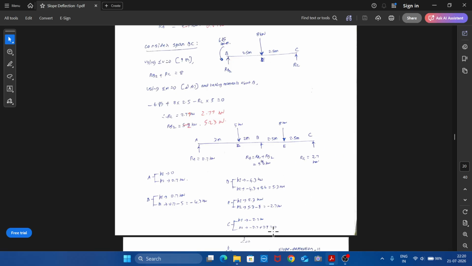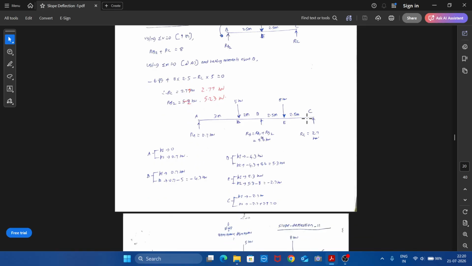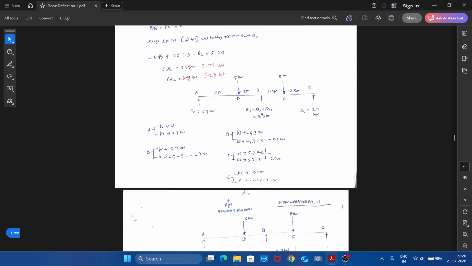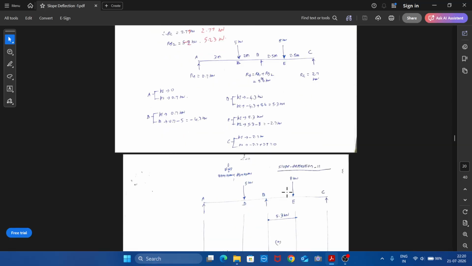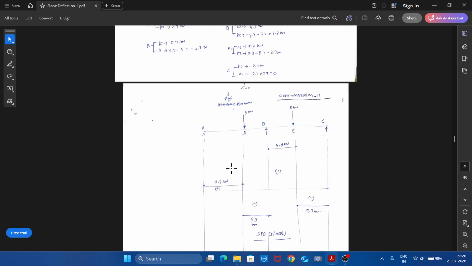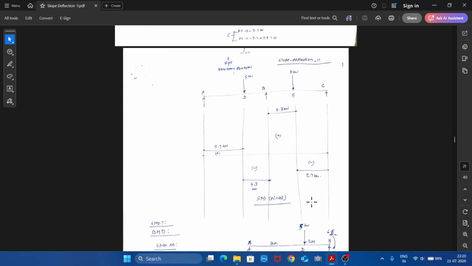So you should always get 0 at this end. If you proceed from the left hand, you should end up with 0 at the right hand. Now if you proceed from the right hand, you should get 0 at the left hand. So at any point, say A, D, B, E, C, we have two values. Just plot the two values, you will get the shear force diagram. So 0.7 here, minus 4.3 here, plus 5.3 here, minus 2.7. So this is the shear force diagram, final.